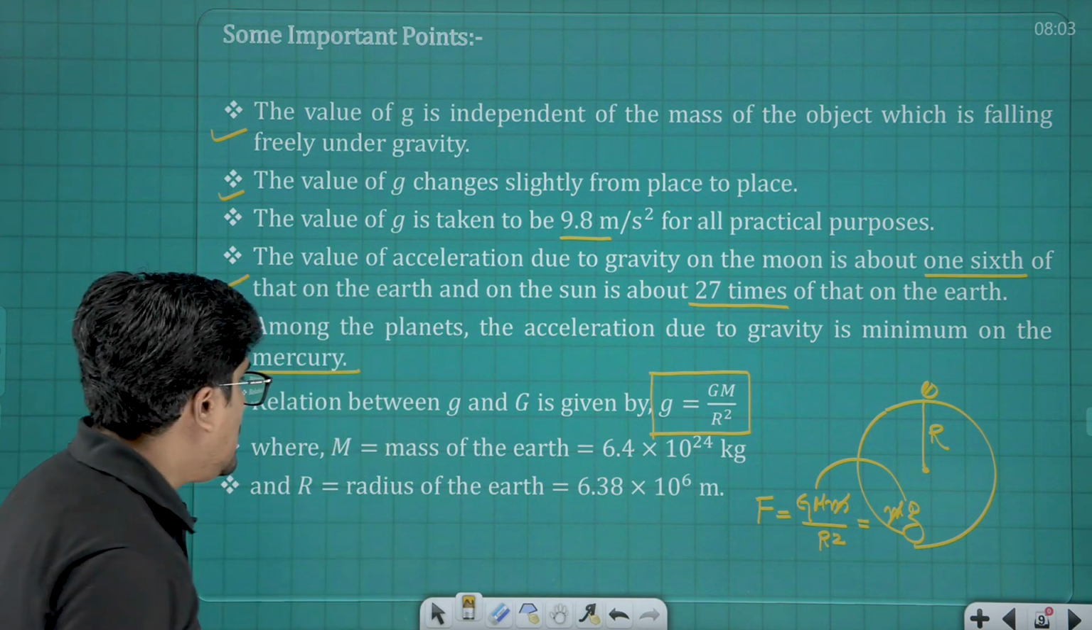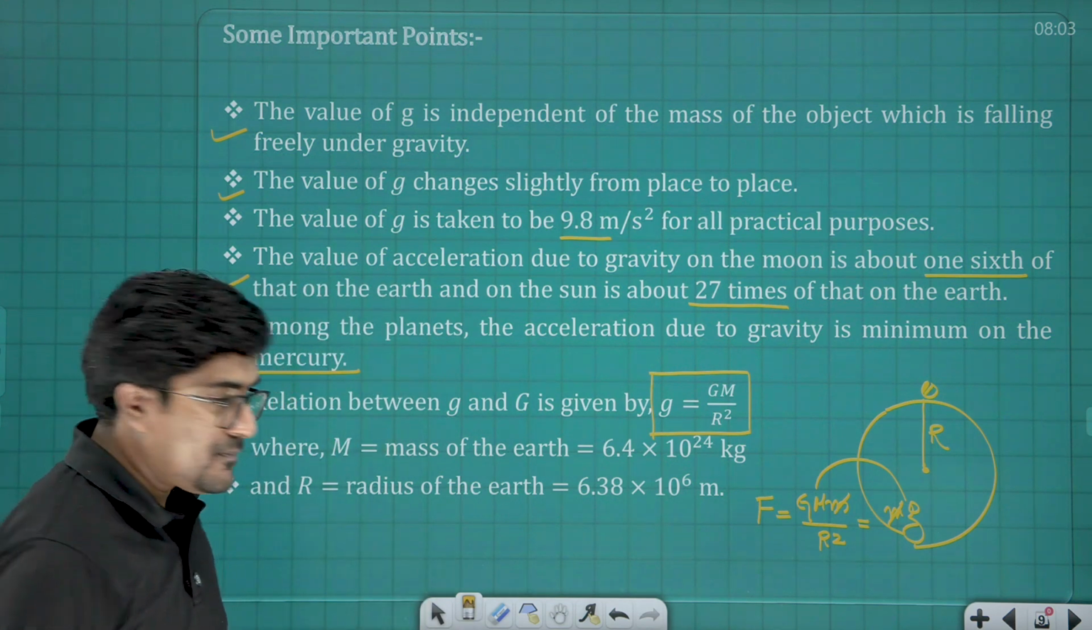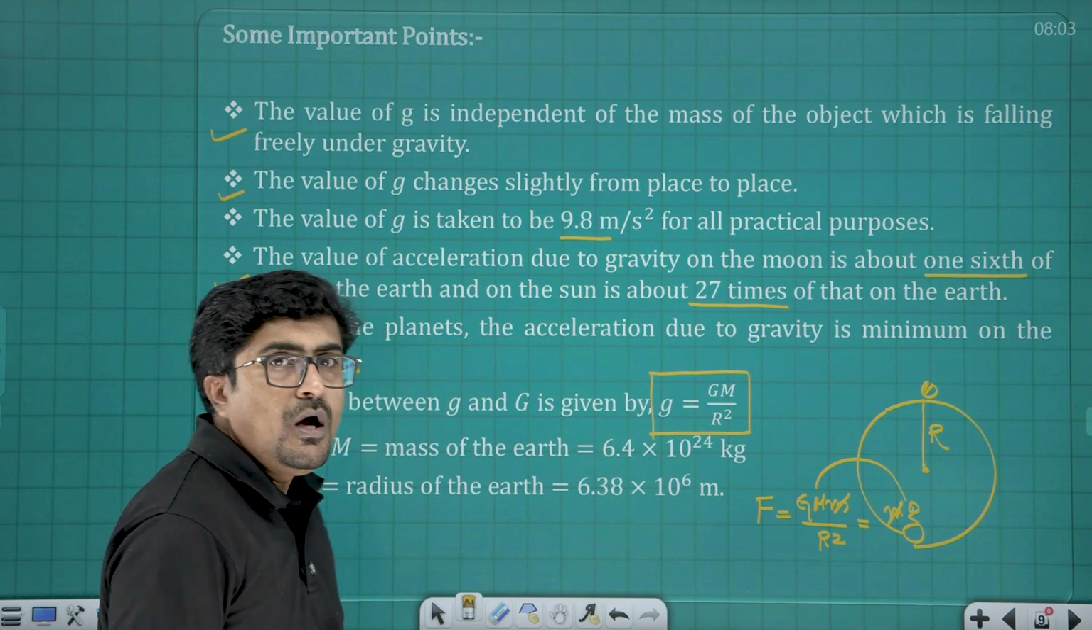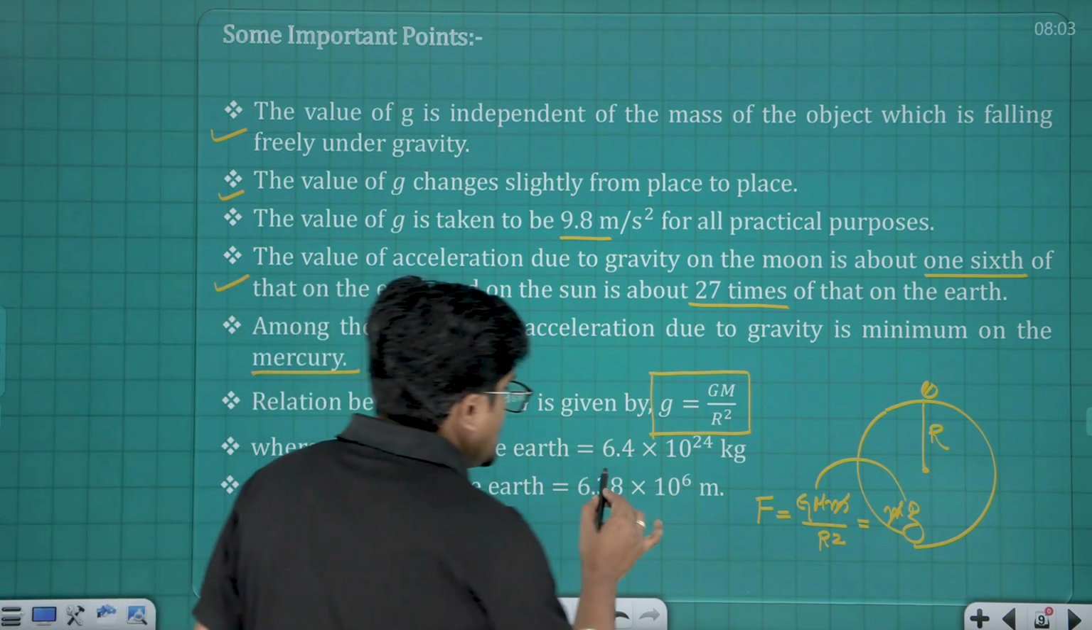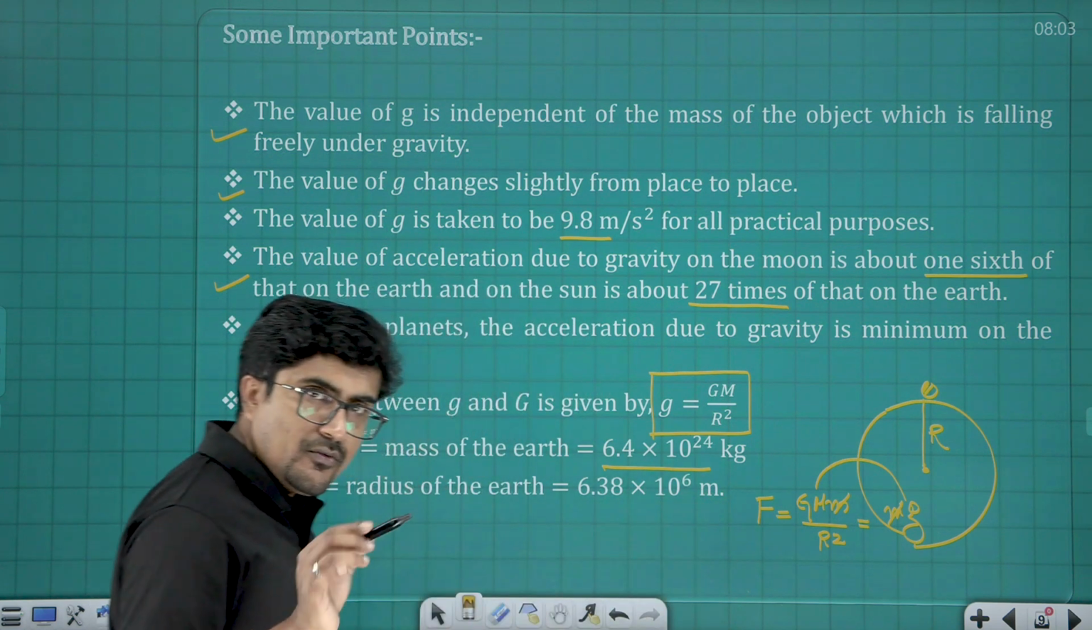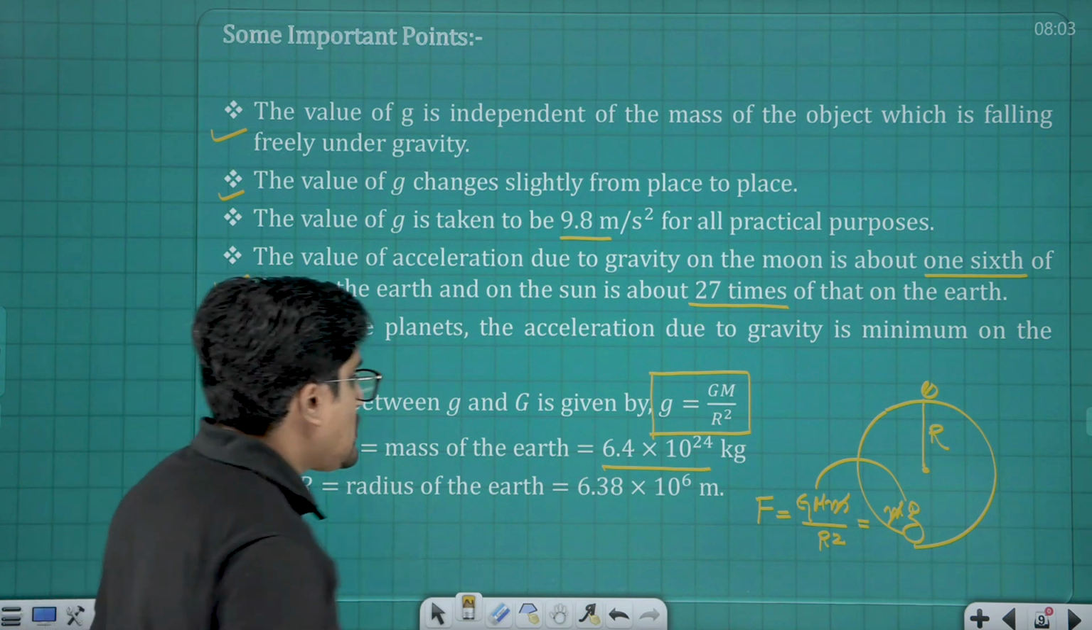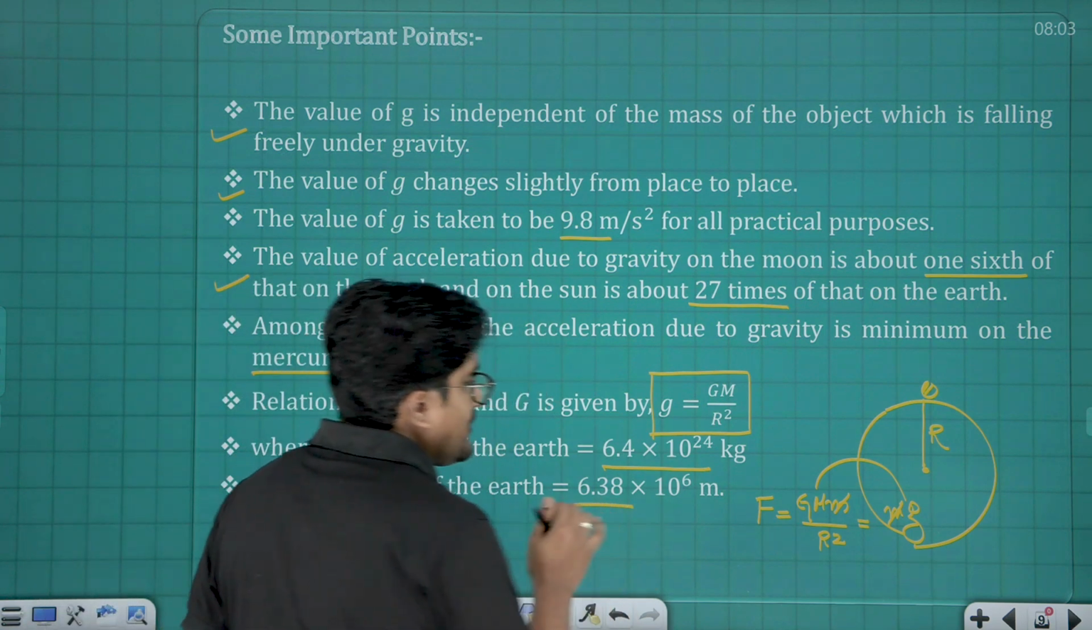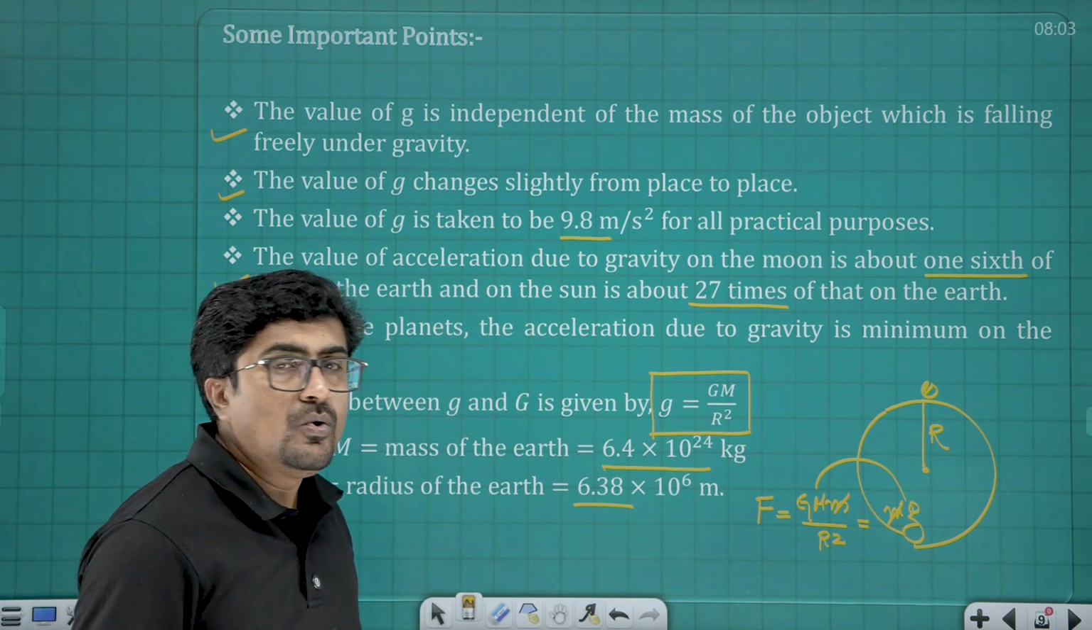Okay. And here is the mass of the earth. To get into the numerical value, mass of the earth, you need to take it as 6.4 into 10 to the power 24. And the radius of the earth, you may take it as 6.4 into 10 to the power 6 meters.